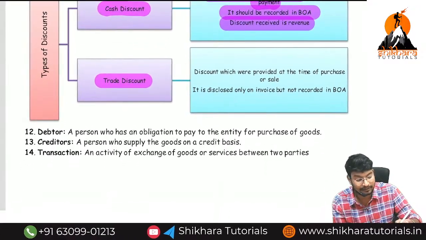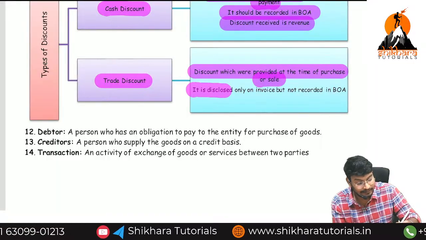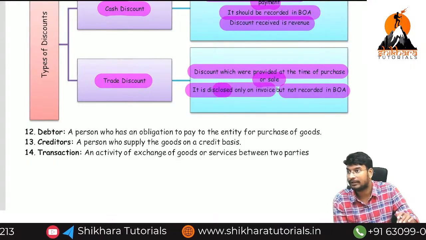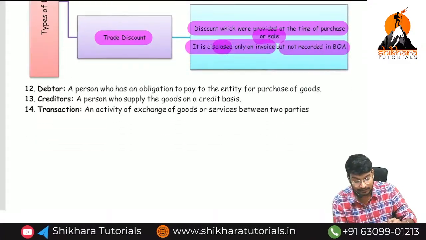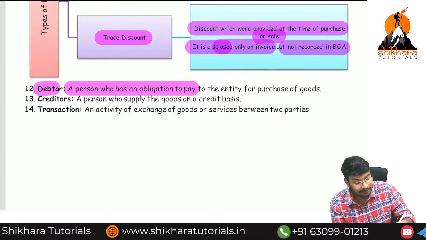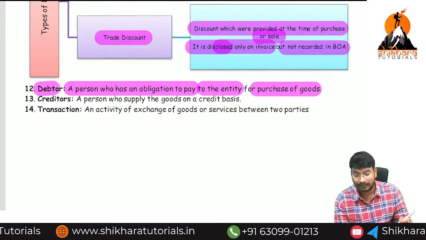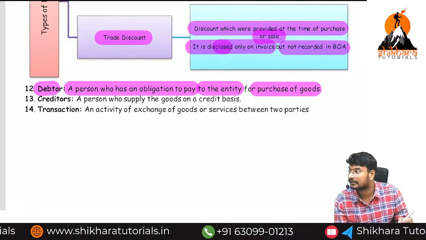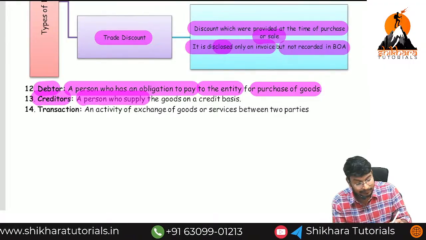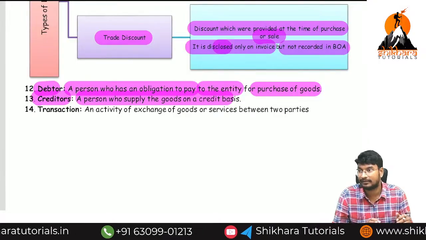What is the meaning of trade discount? Discount which was provided at the time of purchase or sale. It is disclosed only in the invoice but not recorded in the books of accounts. Already we have discussed all the things, but once again I am showing. The next one, who is the debtor? A person who has obligation to pay to the entity for purchase of goods. Not only for the purchase of goods, we may sell an asset on credit basis. At that point of time, the person becomes a debtor. Next one, creditor: a person who supplies the goods on a credit basis. So next we need to discuss the transaction.